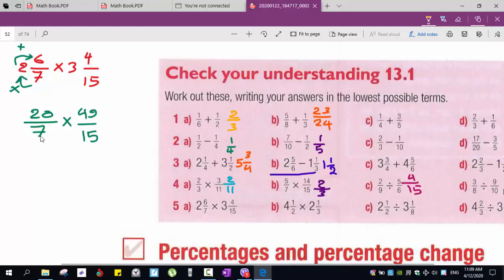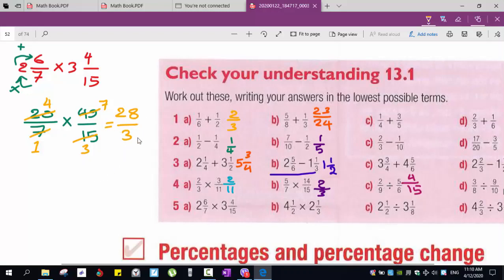We can simplify this: divide 7, it will be 1. Divide 7, it will be 7. And then here divide 5, it will be 4. Divide 5, it will be 3. Now we have only these numbers to be multiplied. 4 times 7 is 28. 1 times 3 is 3. 28 over 3. We cannot divide 28 by 3.